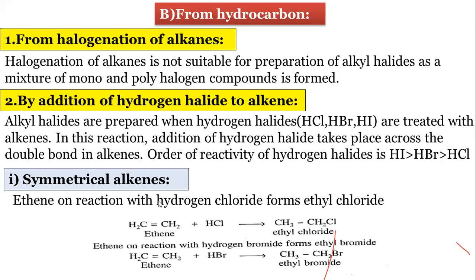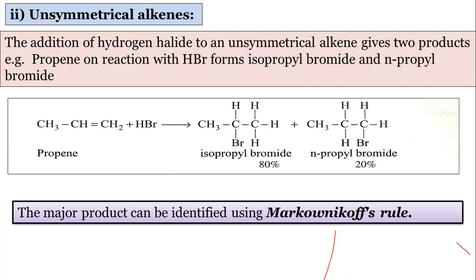In case of unsymmetrical alkenes, I will give an example here. See the double bond here, this group and this group are different. This is CH2 and this is CH3CH. That's why this is an unsymmetrical alkene.